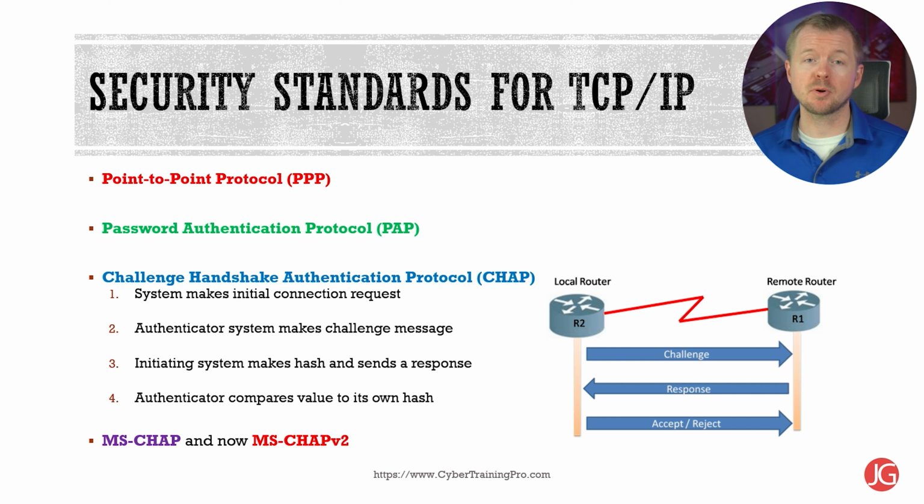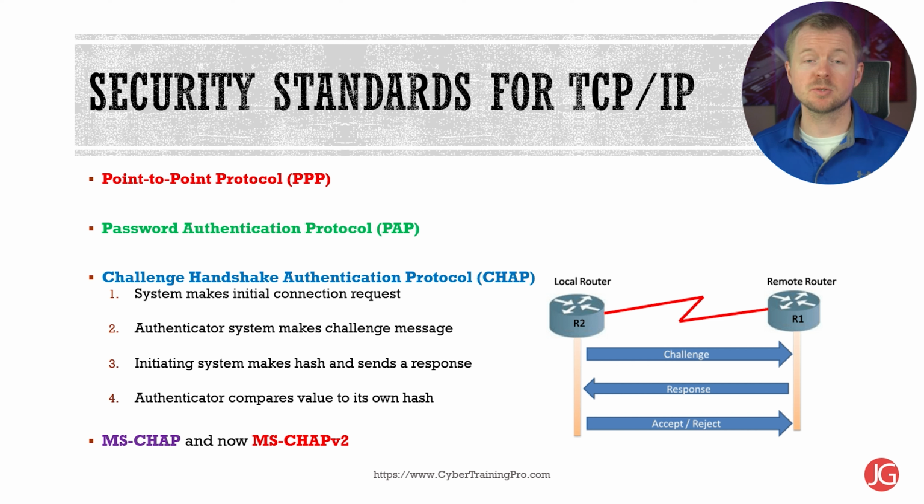Password Authentication Protocol, or PAP, exchanges the username and the password in plain text so it could easily be intercepted. And then we have the Challenge Handshake Authentication Protocol, or CHAP, which is more secure, and it relies on hashes based on a shared secret that both systems know.